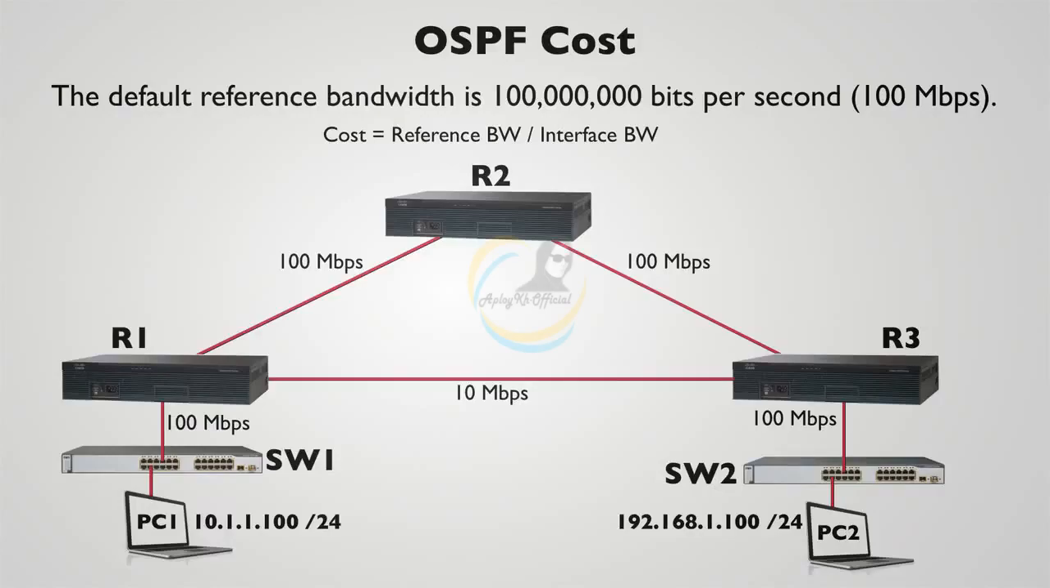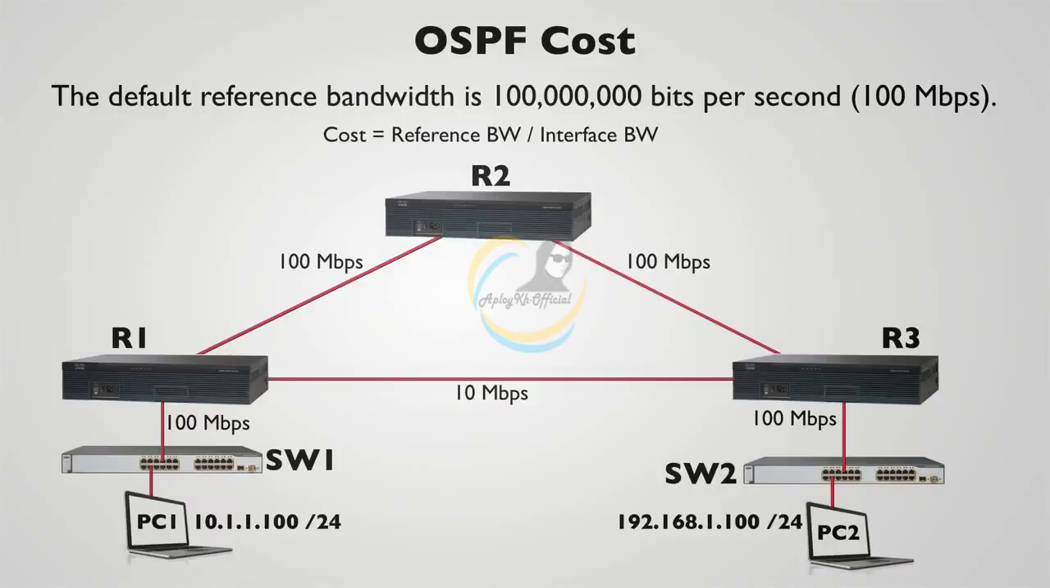If PC1 on screen wants to get to PC2 on screen, what would be the cost? Well, we would have to add up the outgoing interface costs on each router to get us from PC1 to PC2. And notice we've got a couple of different paths, don't we? We could go from R1 to R2 to R3. If we did that, we would be going over Fast Ethernet, 100 megabit per second links all the way.